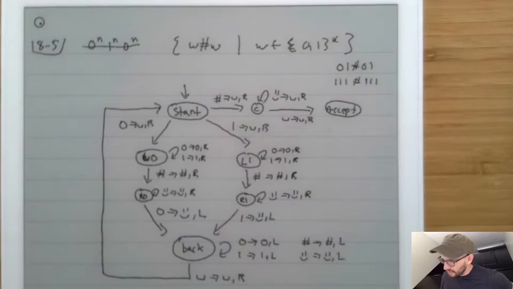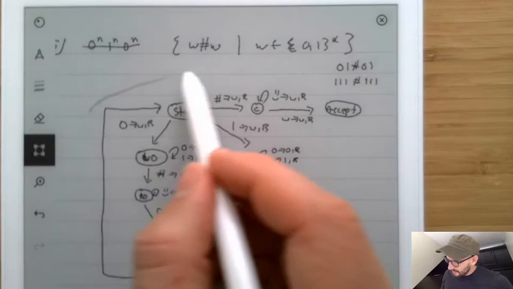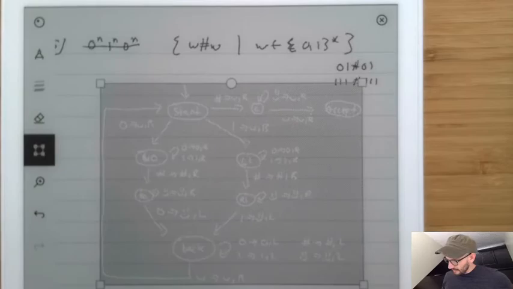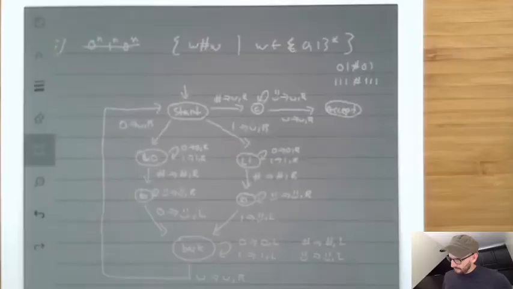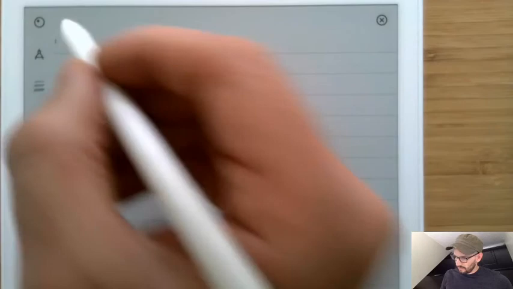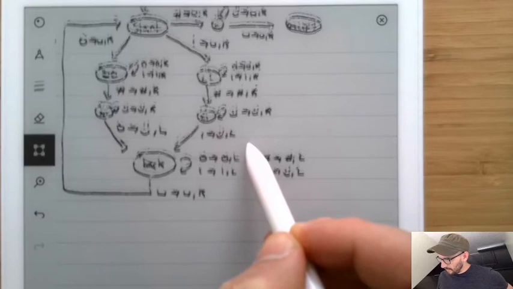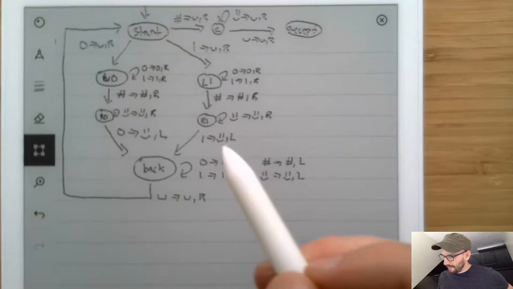All right, so now what I'm going to do is I'm going to copy this machine right here, and then we'll do an example run of it so we can see how it works. There's our example machine. All right, so let's run it on a little example input.